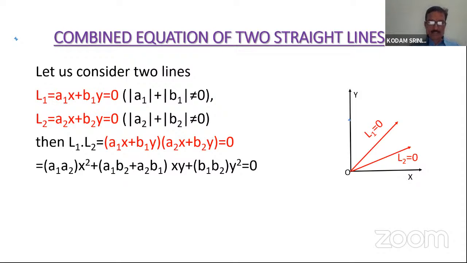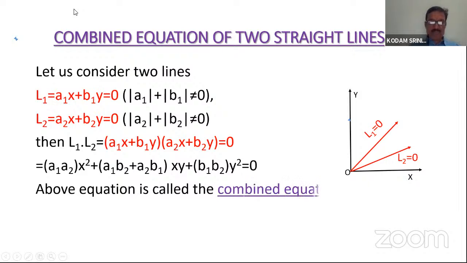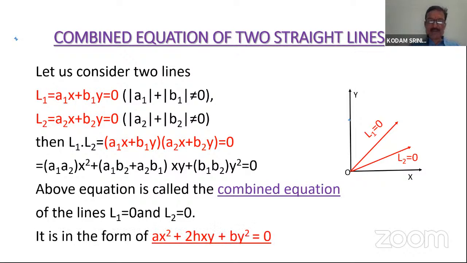So in this case, we will have a1x into a2x, that is a1 a2 x square, and a1x into b2y, that equals a1 b2 xy. Again, b1y into a2x, that is b1 a2 xy or a2 b1 xy. Again, b1y into b2y equals b1 b2 y square. So this equation is called the combined equation of the given two straight lines, L1 equal to 0 and L2 equal to 0.